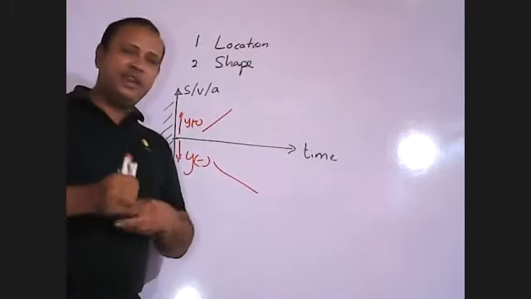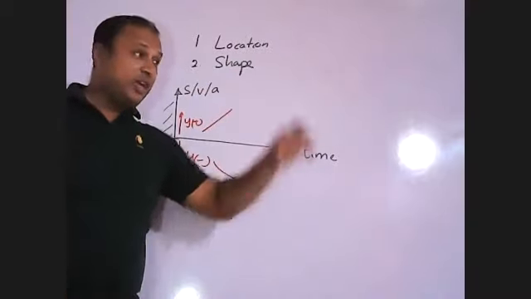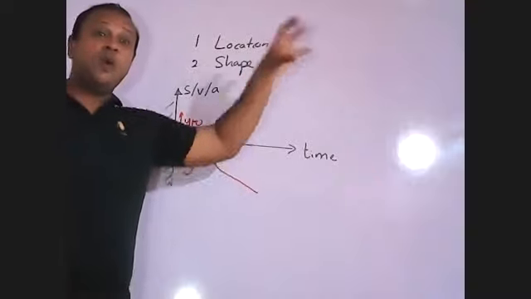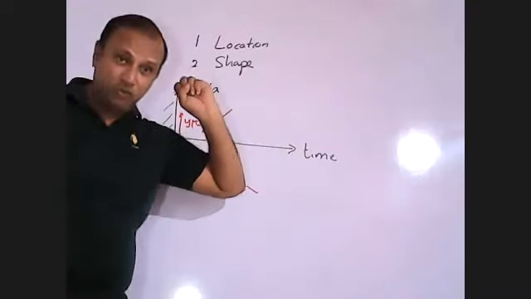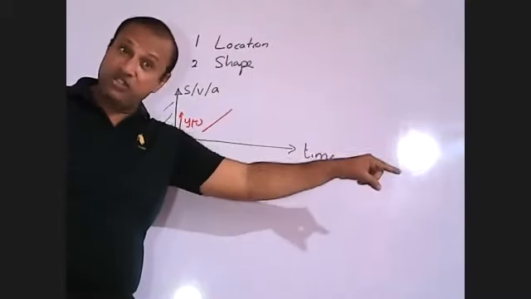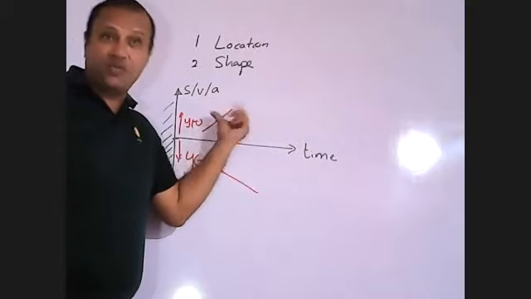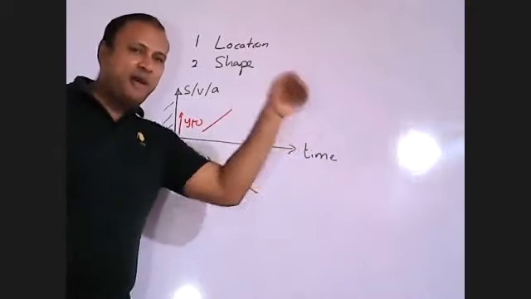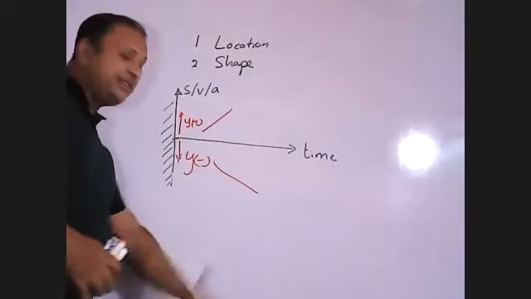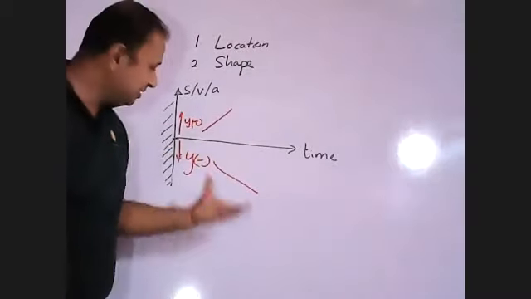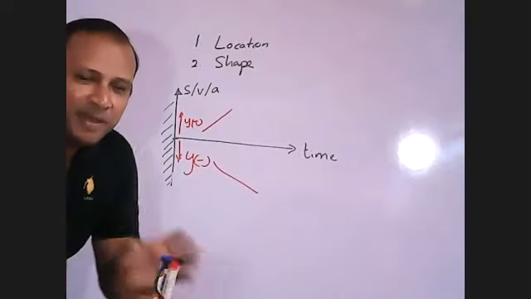Then we can consider another argument. If the particle or the object is located on the positive side, that means S is positive, then the graph should be on the first one. If the particle is on the negative side, S is negative, then the graph should be on the fourth one. Do you get my point?